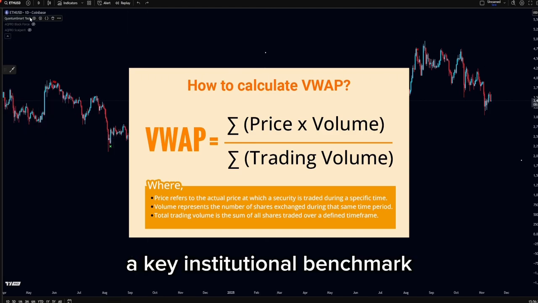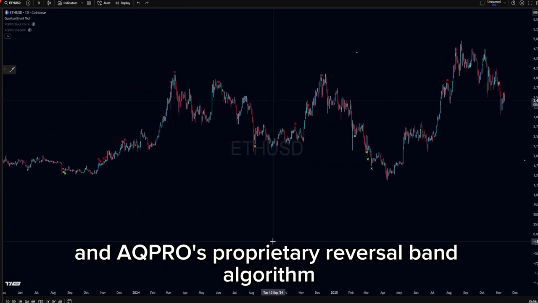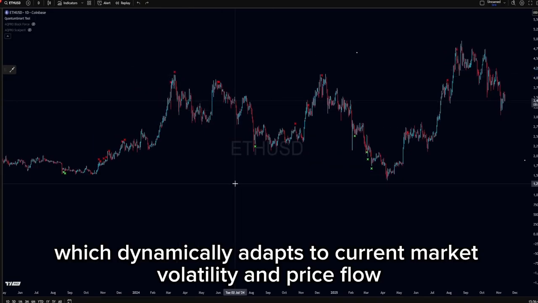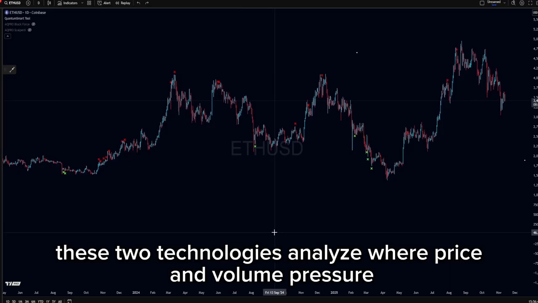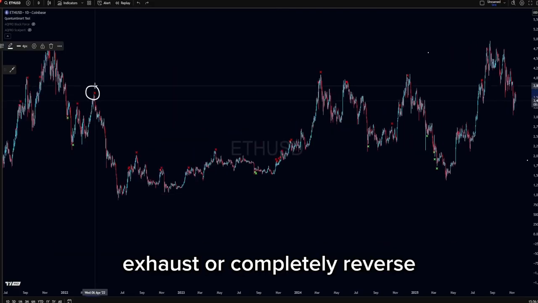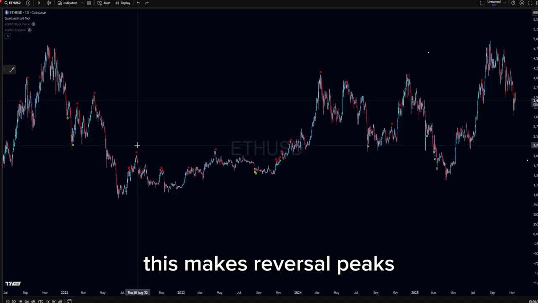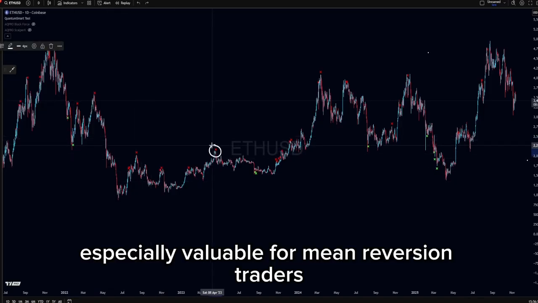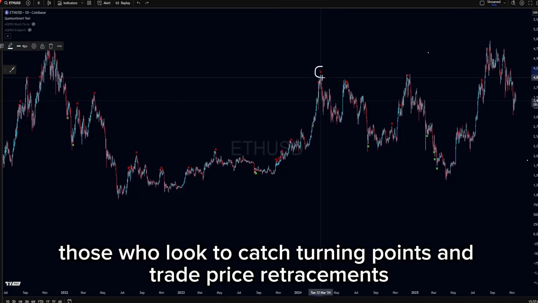institutional benchmark, and AQPRO's proprietary reversal band algorithm, which dynamically adapts to current market volatility and price flow. Together, these two technologies analyze where price and volume pressure intersect, revealing zones where the market is likely to pause, exhaust, or completely reverse. This makes reversal peaks especially valuable for mean reversion traders, those who look to catch turning points and trade price retracements.